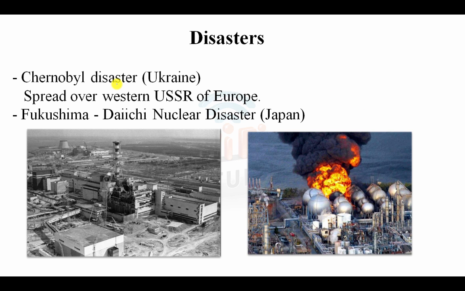This is important for your exam. Now, disasters. There are a few disasters which happened because of nuclear energy, because of the power plant. First is the Chernobyl disaster. It is in Ukraine. This is the biggest disaster which happened because of an atomic power plant. The Chernobyl disaster spread over Western USSR and Europe also.